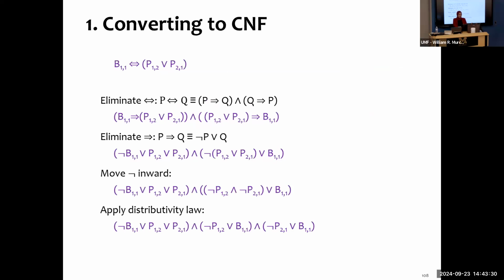First of all, for eliminating the biconditional, we have P biconditional Q. It is exactly equivalent to going from P to Q, meaning P implies Q, and at the same time coming back in the opposite direction from Q to P, which is Q implies P. We eliminate the implies itself by the rule that P implies Q is equivalent to not P or Q. And we move the not inward and apply the distributivity law like we saw last time.